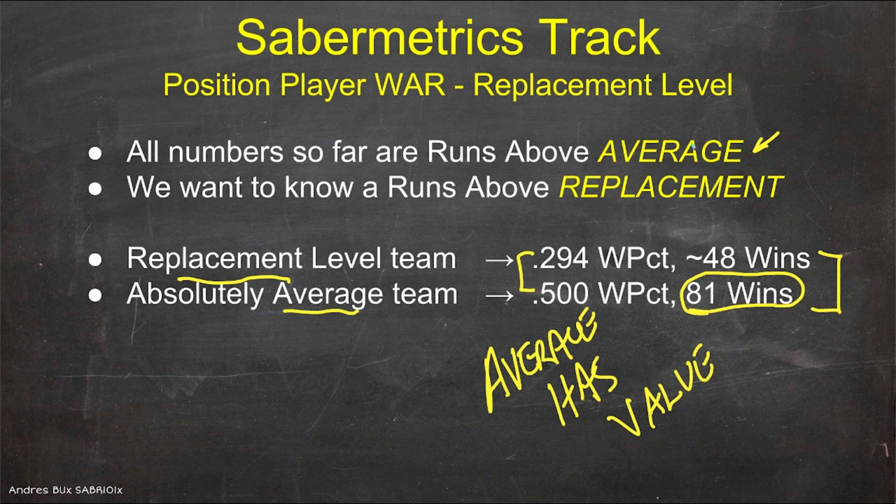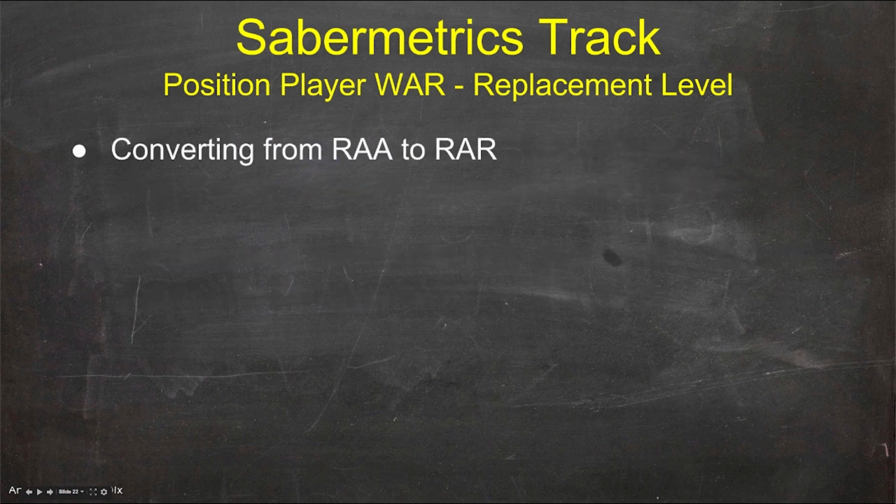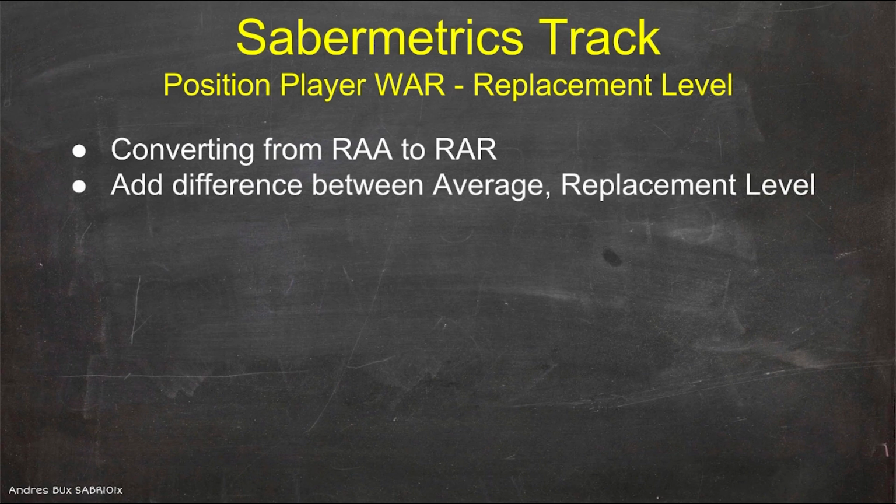Remember, we've calculated everything from average, so we've been measuring average so far in base running, fielding, and hitting, batting. So now we're going to move on to the final adjustment, which is to go from average, which we've been measuring, to the replacement level. How do we do that? In other words, how do we convert from runs above average to runs above replacement?